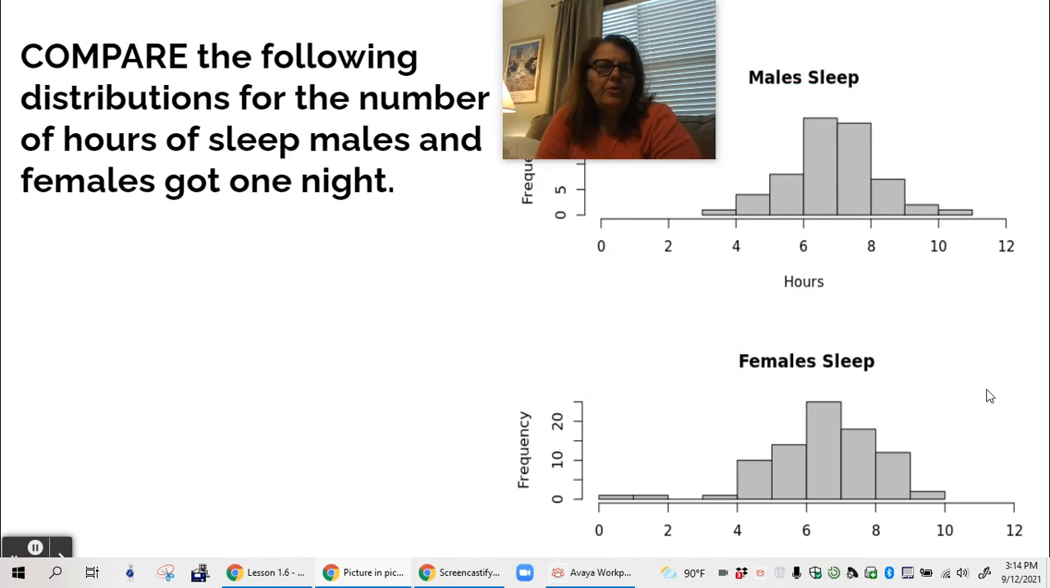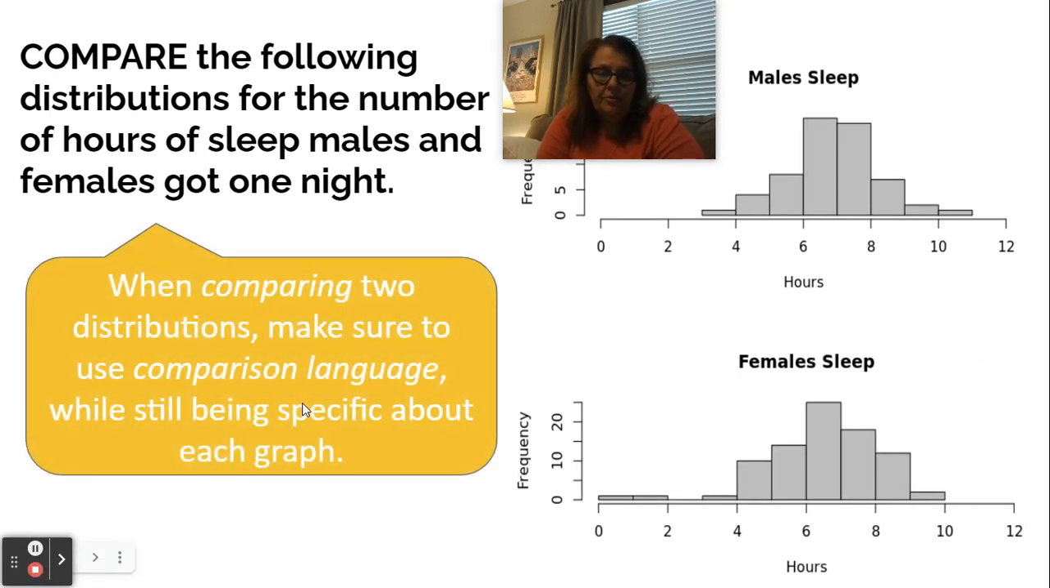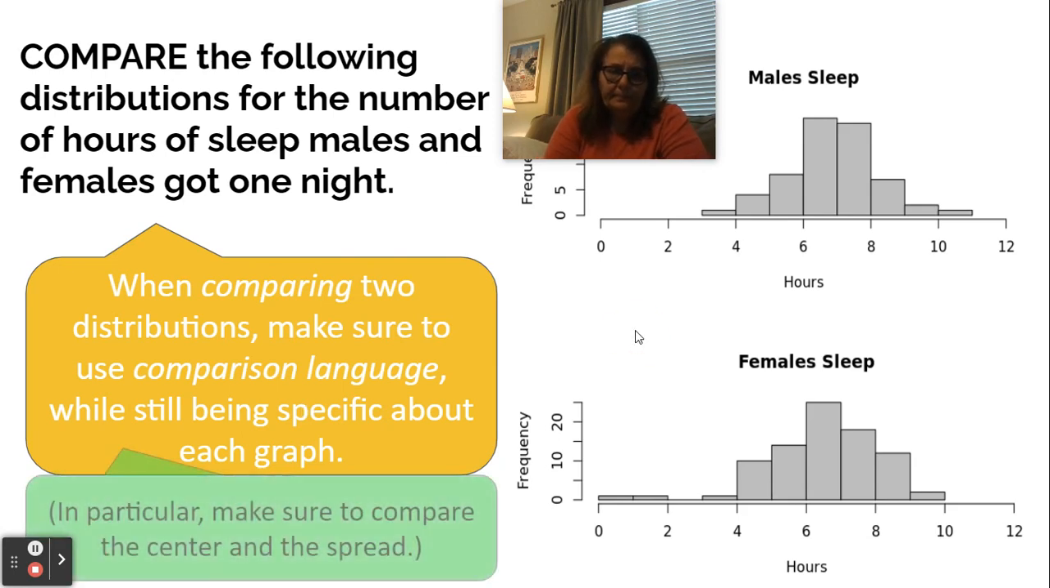So, when you're comparing the following distributions for the number of hours of sleep of males and females got one night, it is important that you compare the two distributions and make sure you're using comparison language, okay? While still being specific about each group. Now, caution: some of you have a tendency to want to describe each one, but you never actually compare. So comparison language has to be in there when you're talking about the two distributions, okay? And so make sure you're doing that.